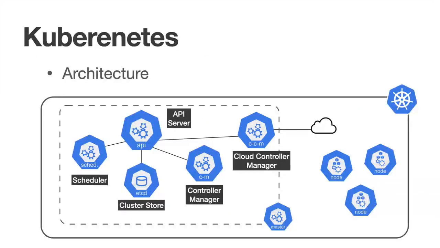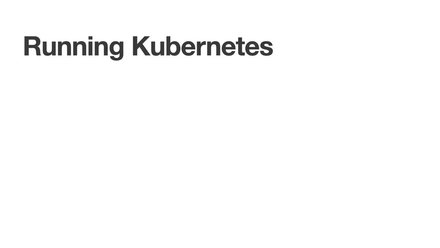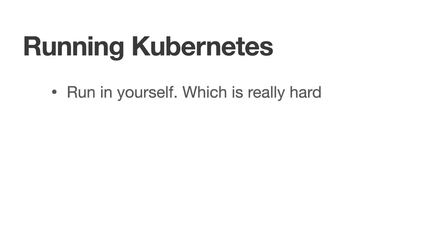Otherwise, let's move on. Previously, you've learned about the Kubernetes architecture and you saw how all of these components do work together and what their purposes are. Now let's focus on running Kubernetes. When it comes to running Kubernetes, we can do it in a couple of ways. One, we can run it ourselves, which is really hard, or we can use a managed solution. Now, this is what most companies using Kubernetes in production adopt, because it removes lots of overhead when it comes to maintaining the cluster.